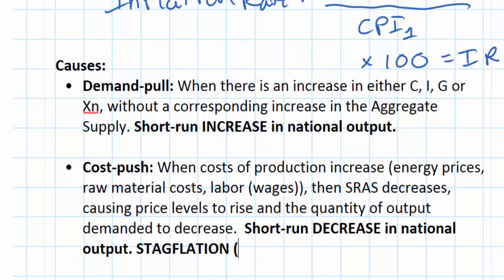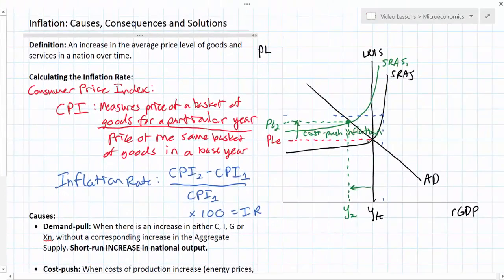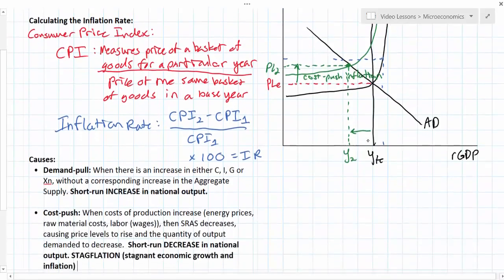Now, this is a fancy word for saying stagnant economic growth. In other words, growth has fallen to zero or maybe even negative, and inflation. Stagflation is another word for cost push inflation, actually. Anything that causes short-run aggregate supply to decrease will cause the economy to stagnate and cause inflation. In contrast, an increase in aggregate demand causes short-run economic growth and inflation.